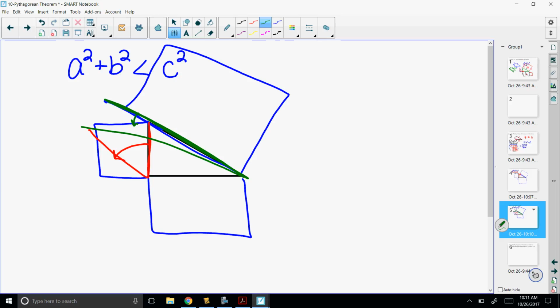What happens if the hypotenuse is shorter? What happens if this was shorter? I would have to bring this side in, and what type of a triangle is created? Acute. Because the sum of the red and the yellow legs, the squares that come off of there, are bigger than that square. They're bigger than that square. So in order to get that triangle, you got to slide it in. You get your acute triangle.